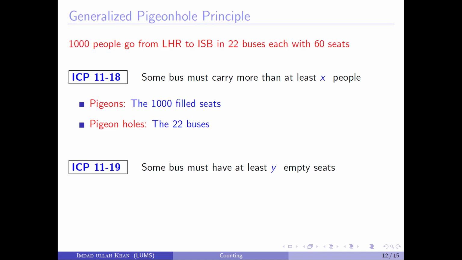And some bus must have at least Y empty seats. So the pigeons over here are the empty seats, and the pigeonholes are again buses. So we can compute the empty seats by multiplying 22 with 60. That will give us the total number of seats. 1,000 out of them are occupied. The remaining part will give us empty seats. So that number over 22, and we take its ceiling, that will give us Y in this case.